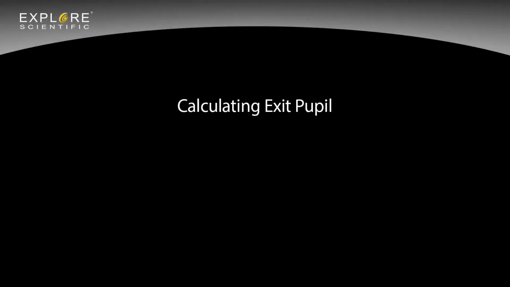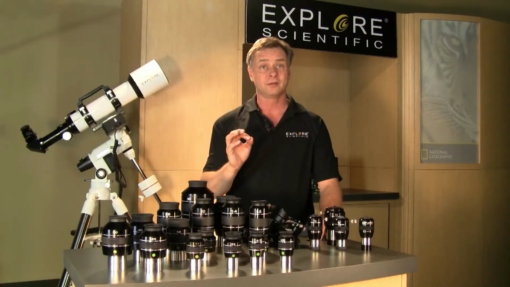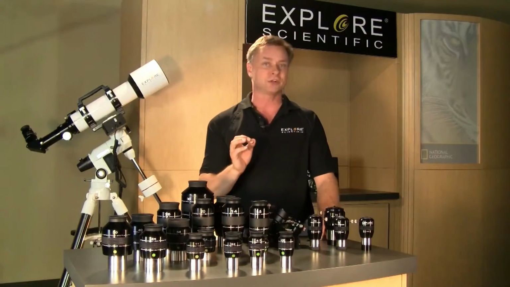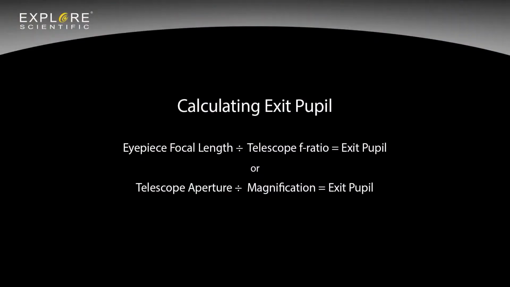This is the formula for calculating exit pupil. You take the eyepiece focal length in millimeters and you divide it by the telescope F ratio, and that will give you the exit pupil number. Or you can take the telescope aperture in millimeters and divide it by magnification, and this will also give you the exit pupil number. Both of these numbers will end up being in millimeters.